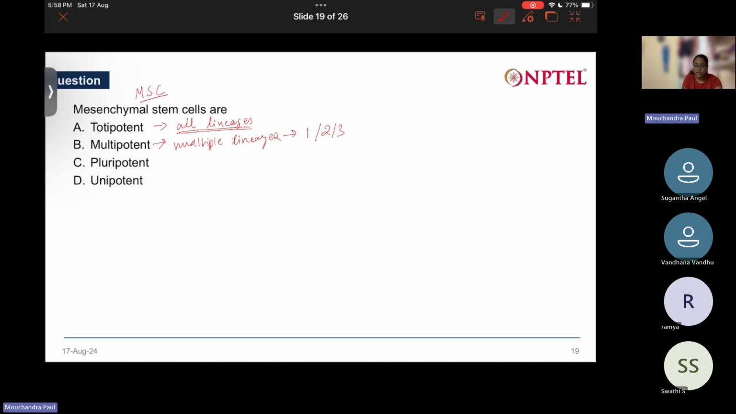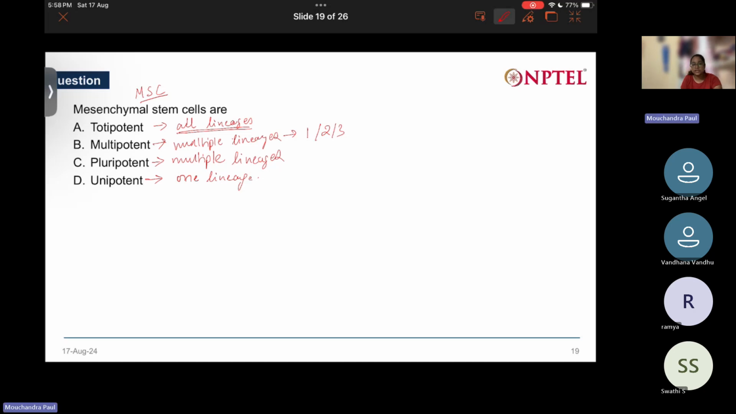Okay. Pluripotent refers to those cells which can show more than three types of lineage differentiation. Okay. So pluripotent and multipotent are very similar terms, by the way. Also, pluri means plural, more than one lineage it can differentiate. Unipotent, one. So the cell type can only differentiate along one lineage. Okay.